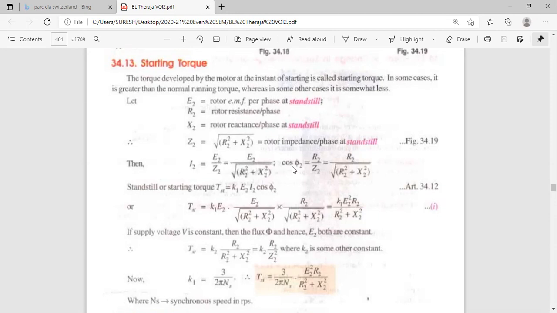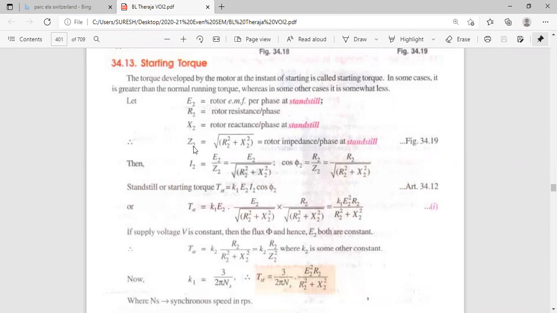Now cos phi 2. Now can anyone draw, first draw the triangle. What I am telling you, draw. On the x-axis draw R2. Please draw in your notes. On the x-axis take R2. What will you take on the Y-axis? X2. Resistance on the x-axis, because Z2 is equal to R2 plus jX2.